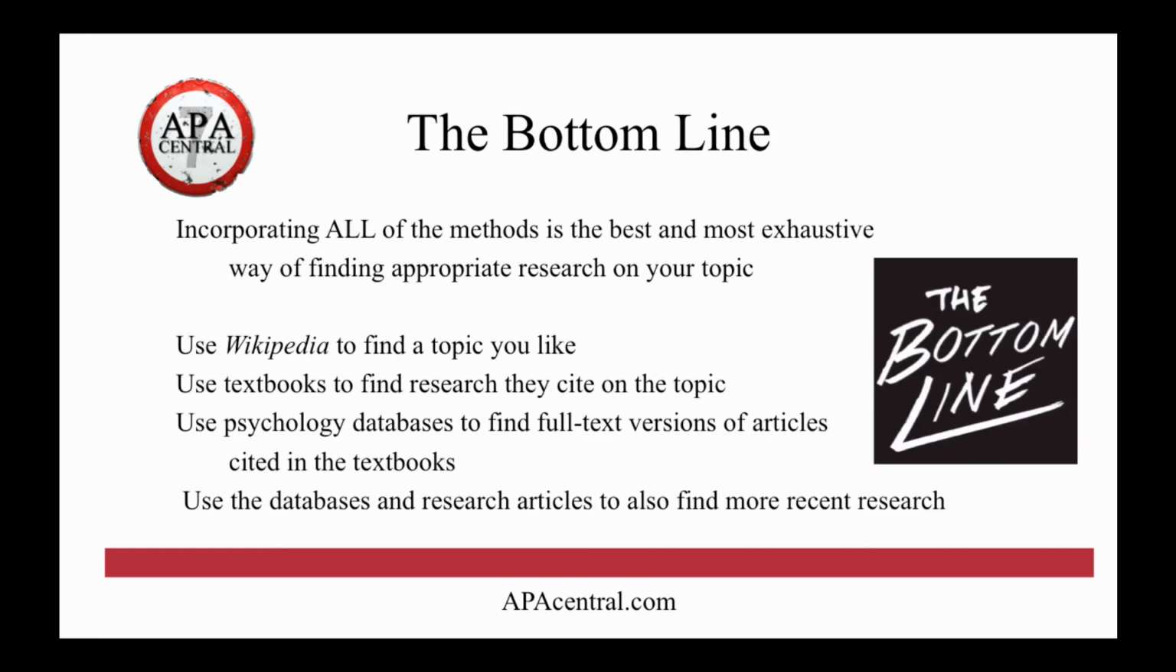The bottom line is to incorporate all the methods that I've discussed because that's the most exhaustive way of finding appropriate research on your topic. So my advice would be to use Wikipedia to find a topic you like, then use textbooks to find research that they cite on the topic, use psychology databases to find full text versions of the articles cited in the textbooks and on Wikipedia, and then use database and research articles to find more recent research. And I would do a final Google search right at the end just to see if you can find something that's even more recent than even your professor's aware of.